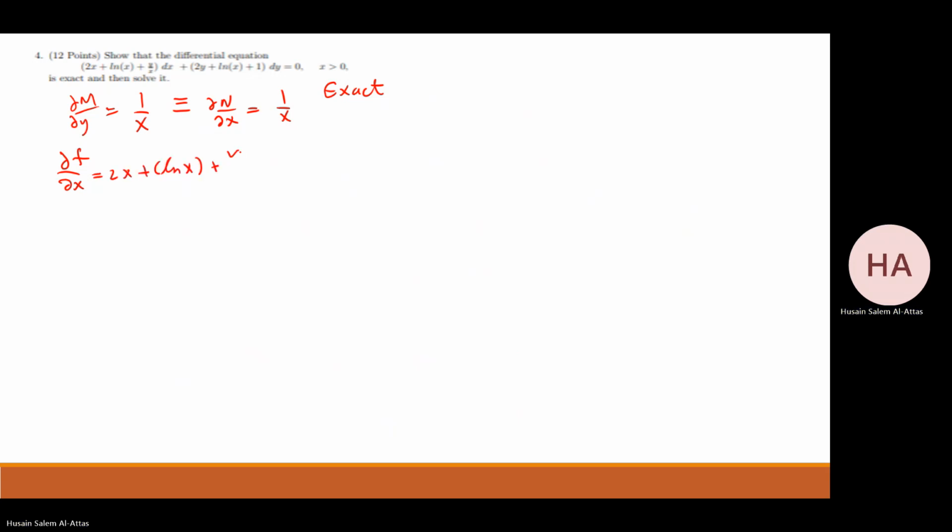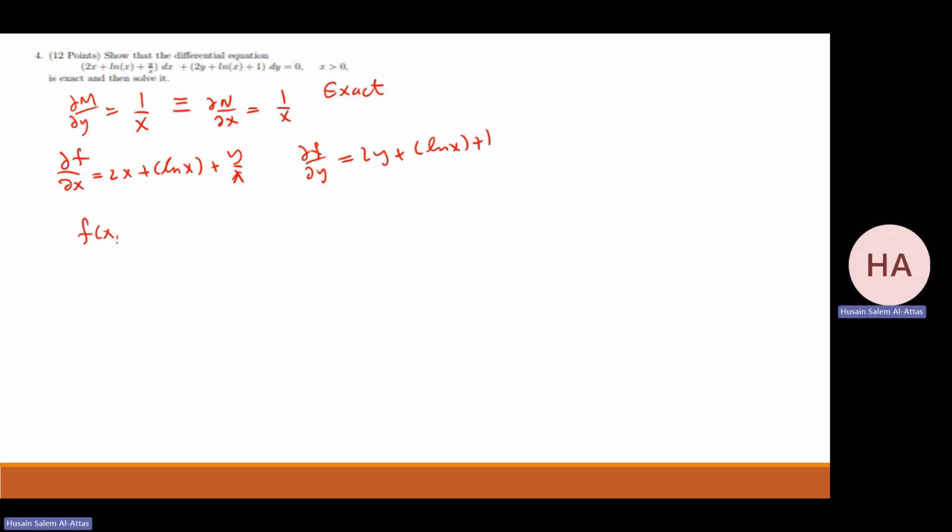He said, prove it's exact. Show it's exact. So I have partial M with respect to y, don't forget partial y, that will be 1 over x. And partial N with respect to x, also it will be 1 over x. So it's exact. How to solve it? I have partial f with respect to x is this one, and partial f with respect to y is this one. I think I'll start with this one, easier.